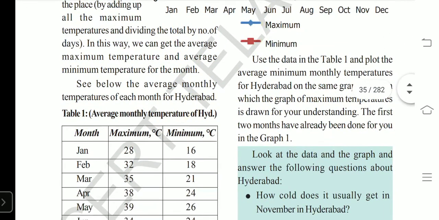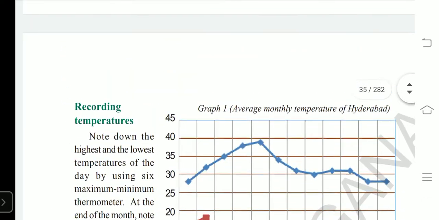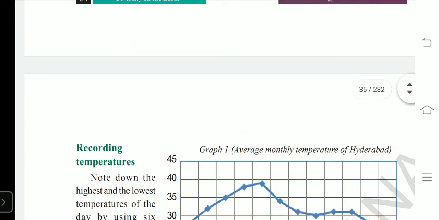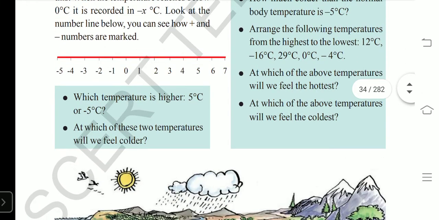Using this, you have to draw. The first 2 months I have done for you, right? And here, dear students, I'm showing you that there are some questions given here. These are all the questions.